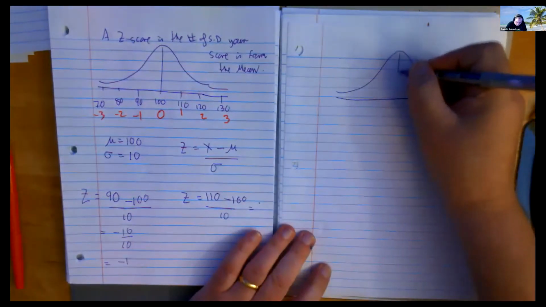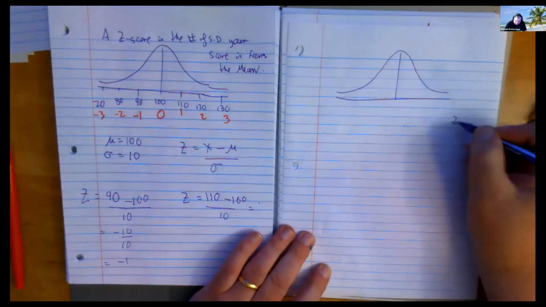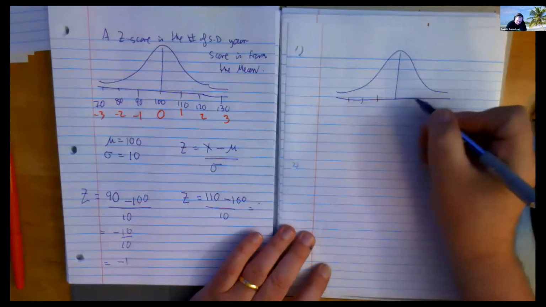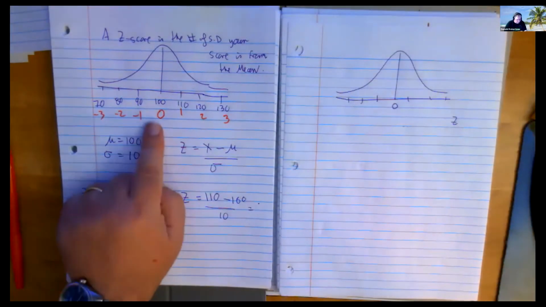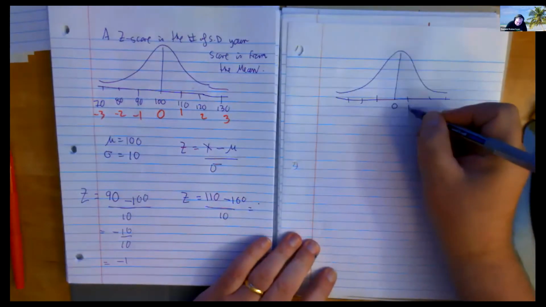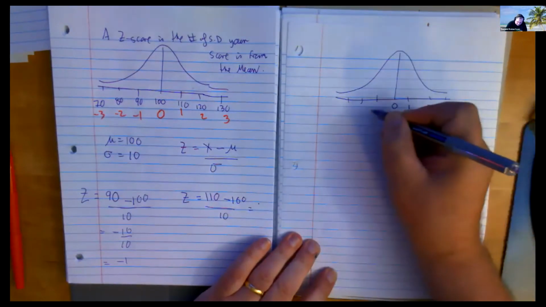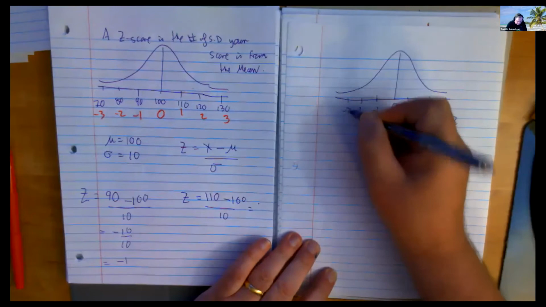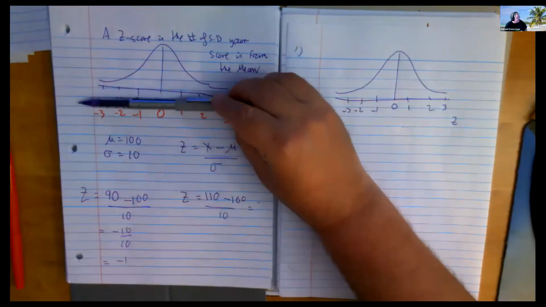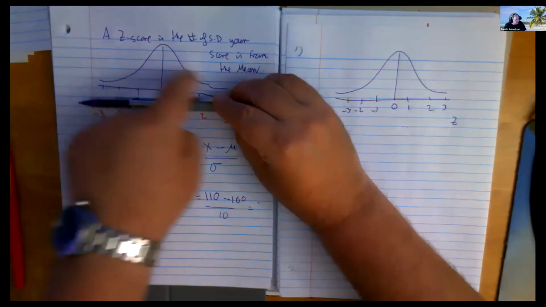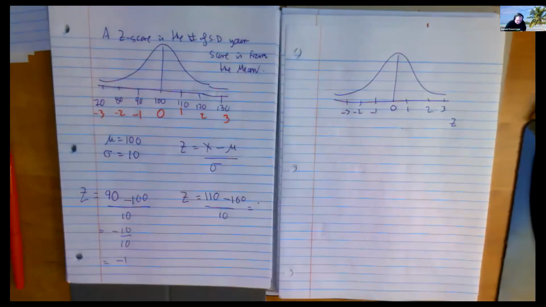Now, what number will be in the middle of the Z-scores? 0. And won't the numbers go 1, 2, 3, and -1, -2, -3? In fact, now I think about it, couldn't I just say, pretend those numbers aren't there? Can you see the Z-scores in red would correspond to these positions? That's called the standard normal distribution.